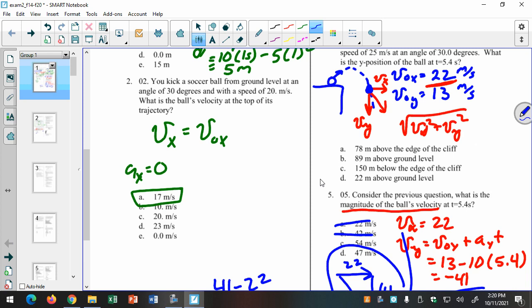Yeah, Jonas? Right. Yeah, so you asked, why do I use 22 here? And it's because I had 22 here. Right, and like you said, the x component is always constant because ax is 0 for our projectile motion problems. Now, when we have a force acting in the x direction, that's no longer true. We had some problems like that in class today, and we'll look at some of those. Okay?